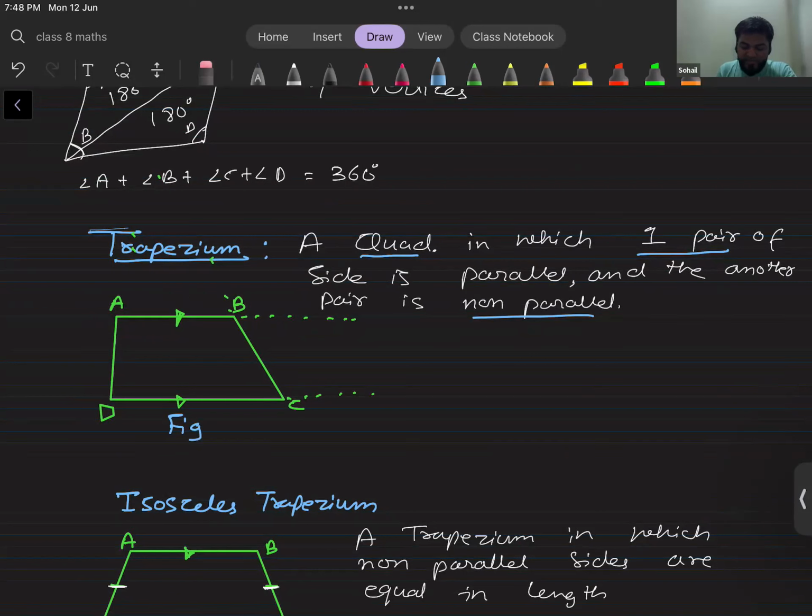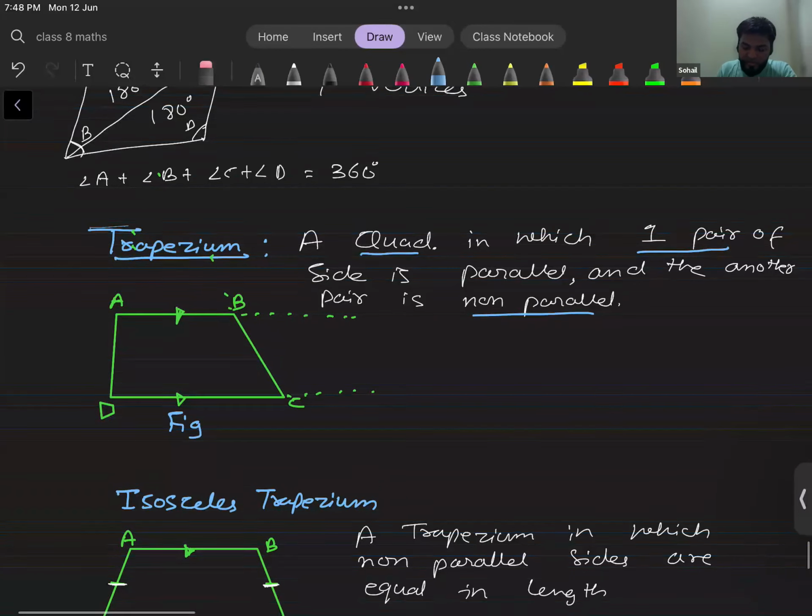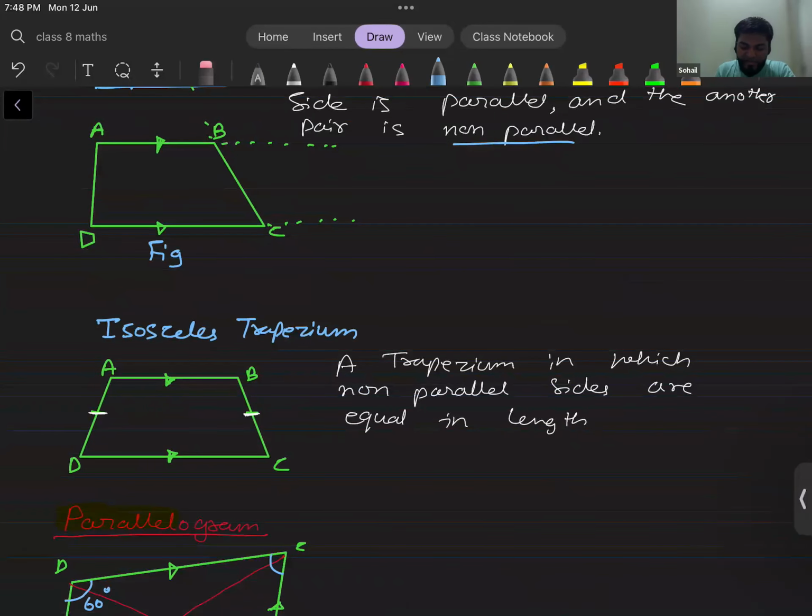Side AB and side DC are parallel in this figure, right? You know, parallel lines are those lines which do not intersect each other, which do not cross each other. And then you have got another type of trapezium, that is isosceles trapezium.